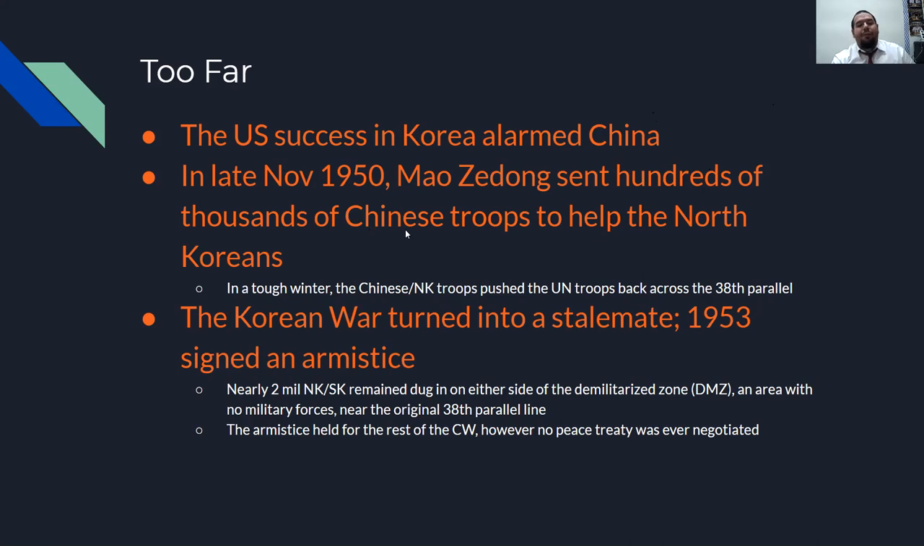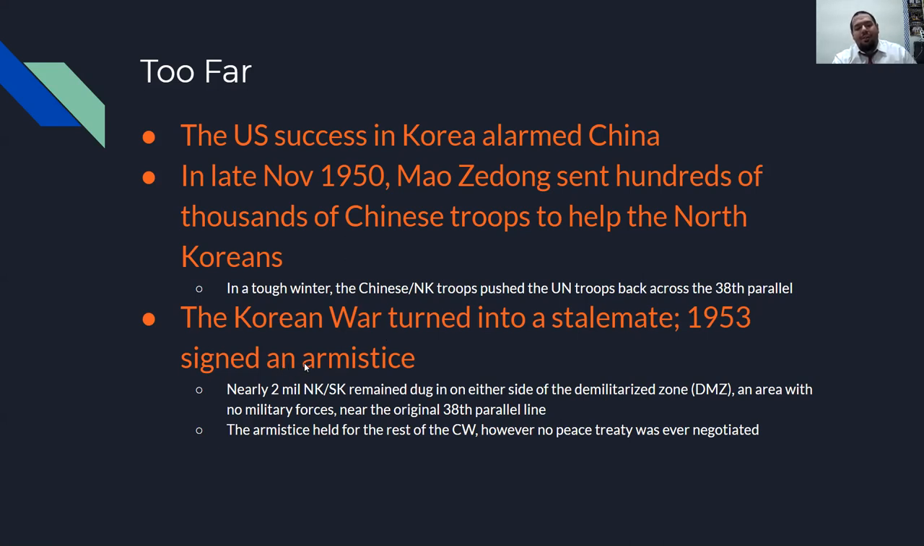In a tough, tough winter, the Chinese and North Korean troops pushed the U.N. troops back across the 38th parallel. The Korean War is going to turn into a stalemate. In 1951, it was kind of over, but the armistice was signed in 1953. Remember, an armistice is an agreement to stop the fighting.